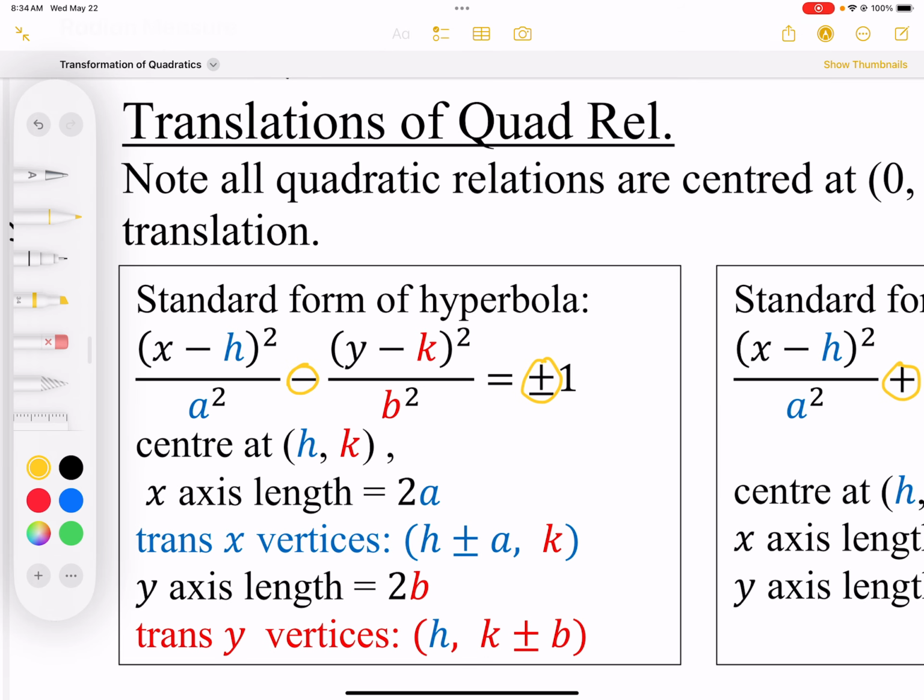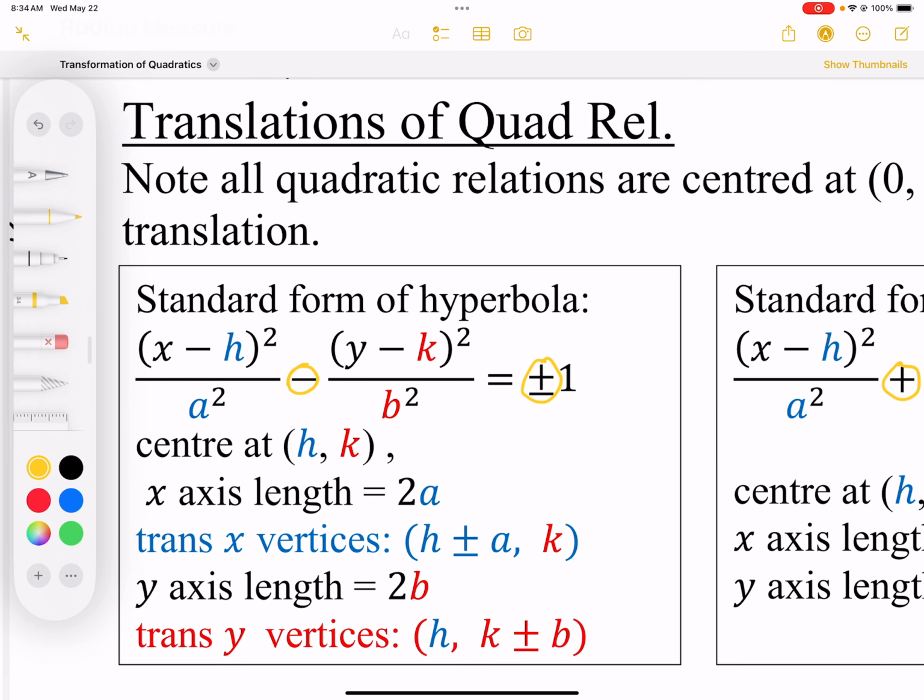The b value comes from the reciprocal of 4 over 25, which is 25 over 4. So we're going to square root that. So we get 5 over 2 as the length along b.